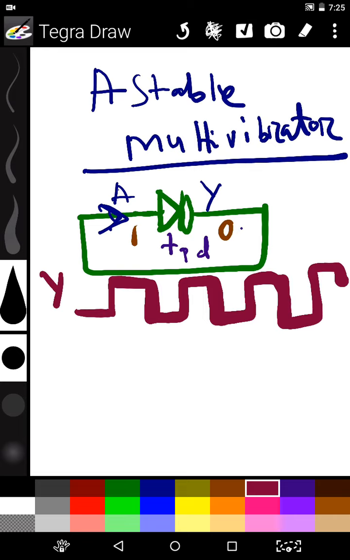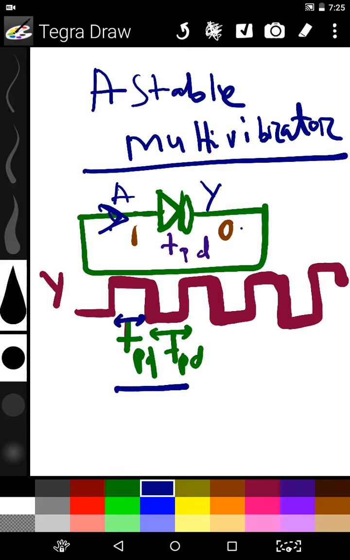Now we will discuss the time period of the astable multivibrator constructed by connecting NOT gates. Here after TPD time, the output will change. Similarly, after another TPD time, the output will change again. This one gap, then the total time period of the square wave will be 2 TPD. For a single NOT gate used as a multivibrator, the total time period of the square wave is 2 TPD.